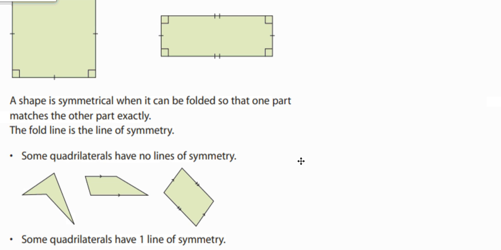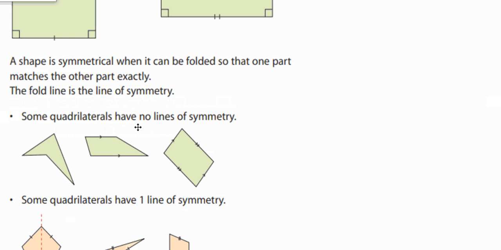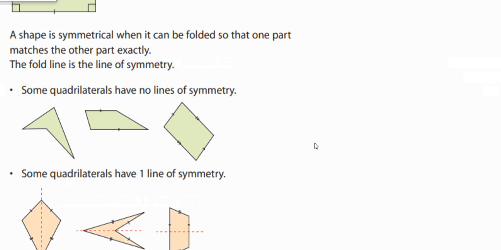Some quadrilaterals have no lines of symmetry. So if I were to take and cut these shapes out, there'd be no way that I can fold them so that they line up with each other. And I think you guys can see, especially with this one and this one, where if I were to fold it here, it wouldn't line up and I couldn't really fold it any other way. And so sometimes we have no lines of symmetry.